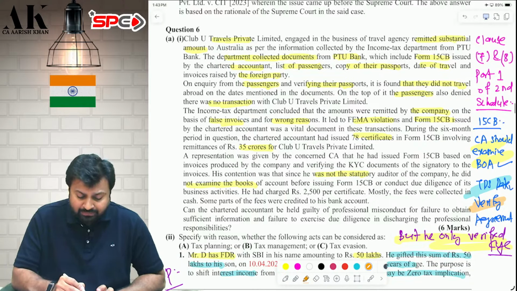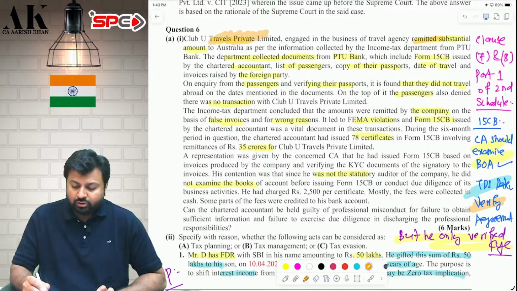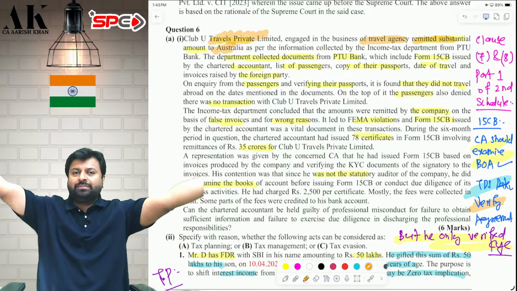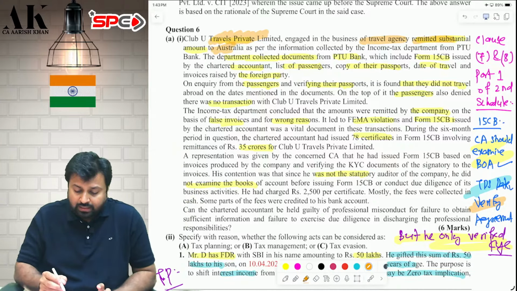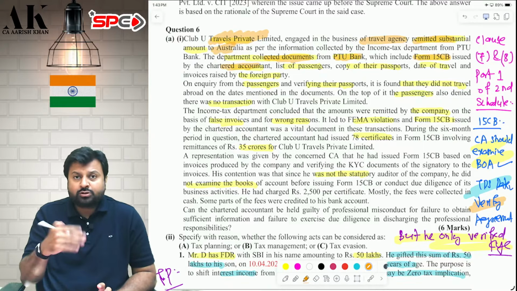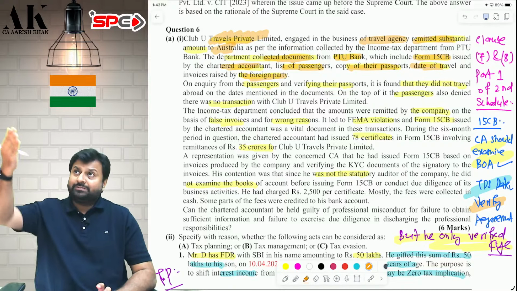So, there is a travel company, Club U Travel Company. They have remitted a huge amount outside India to Australia. They are saying that this is with respect to some travel. They are travel agencies, so they have to send money outside India because the passengers are traveling. Now, the income tax department has collected the information from the bank. They have collected Form 15CB, which is issued by a chartered accountant. They have also collected the list of passengers, copy of their passport, date of travel, and date when the invoice was raised by the foreign party.